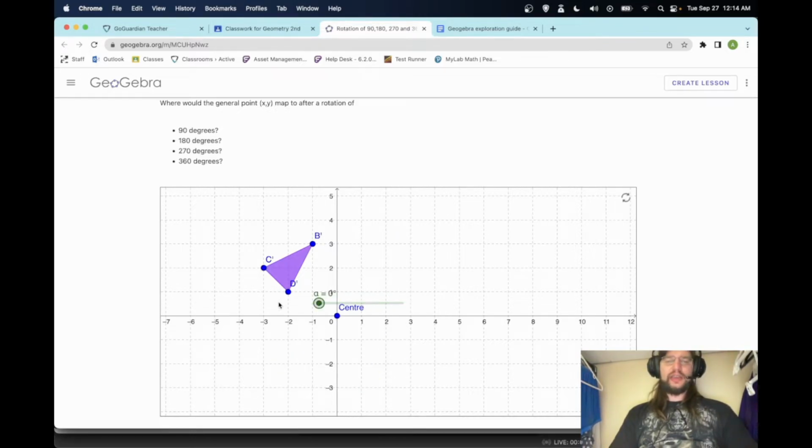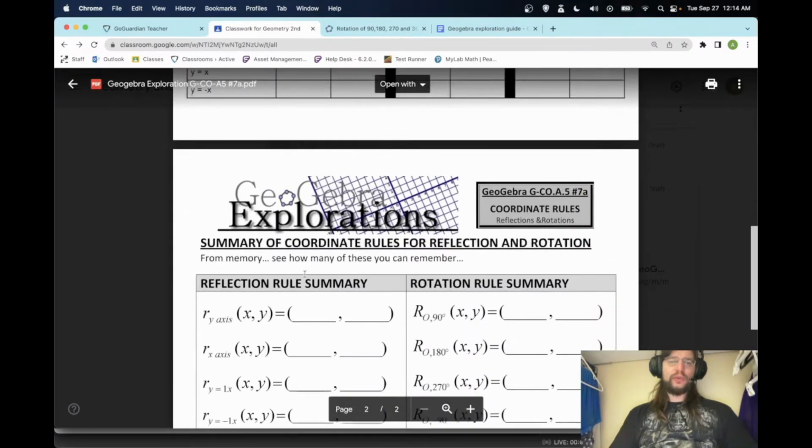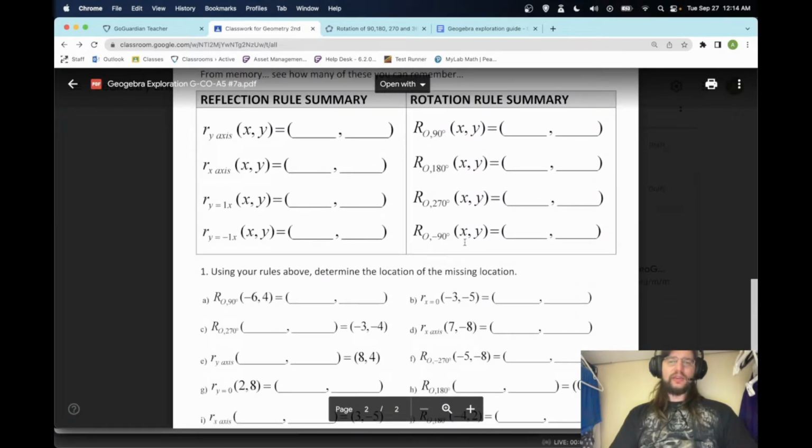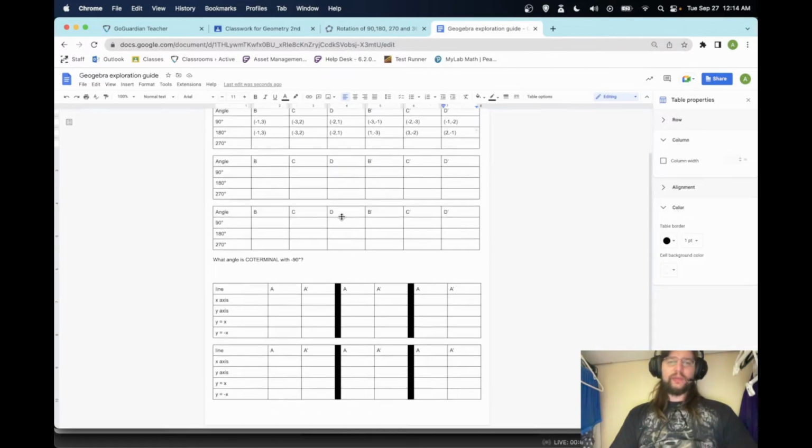That's not interesting. It can't do a negative, and if we look on the sheet, it does have a place for -90 degrees. So I asked you right here, what angle is coterminal with -90? Remember what coterminal means? If you don't, look back in your notes, and if you didn't write it down, remember me spinning in front of the classroom. Anyway, that's rotations. Let's take a peek at the reflection real quick.